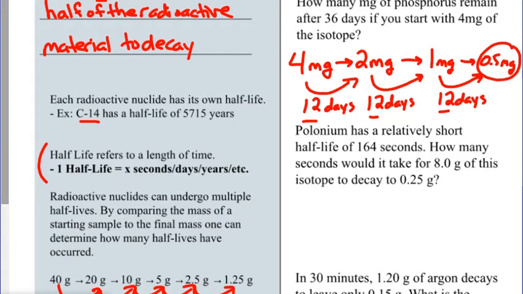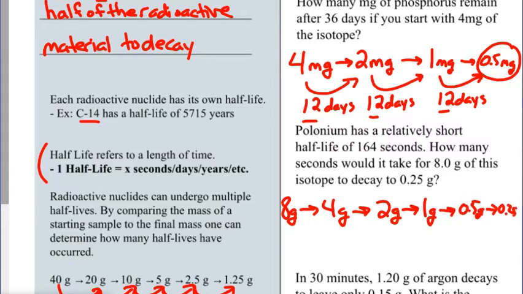But polonium has a relatively short half-life of only 164 seconds. And they want to know how many seconds it would take for 8 grams to decay to 0.25 grams. So if we start with 8 grams, we're going to cut that in half to 4 grams, which will cut in half to 2 grams, to 1 gram, to 0.5 grams, to 0.25 grams, our ending mass.